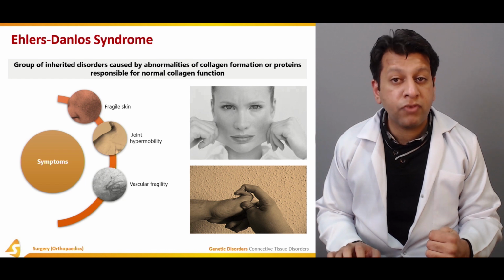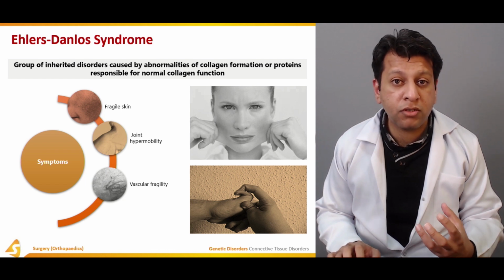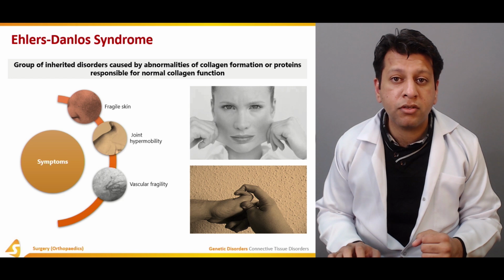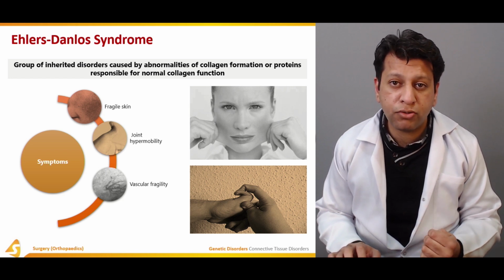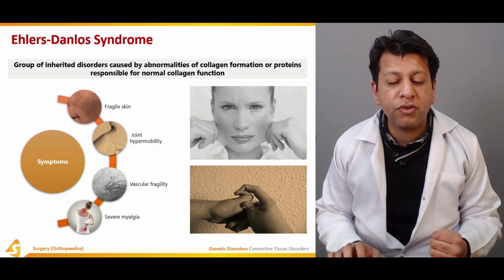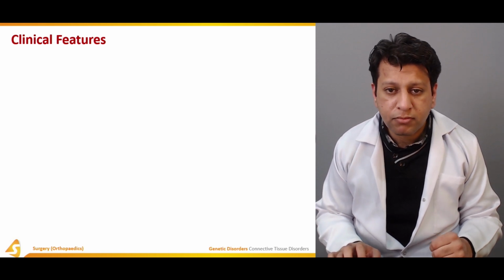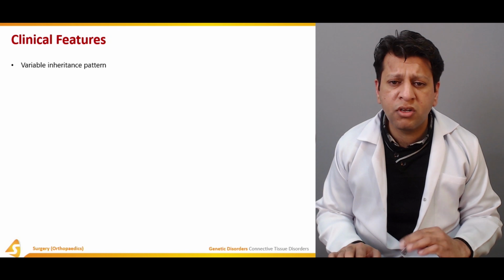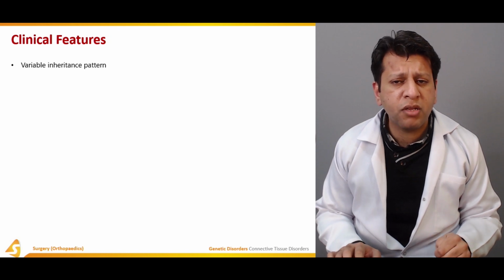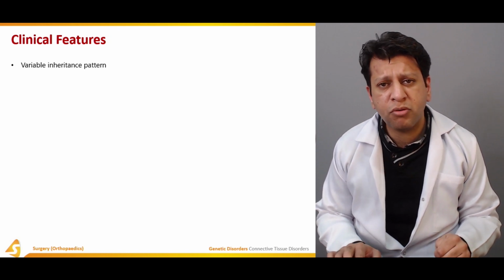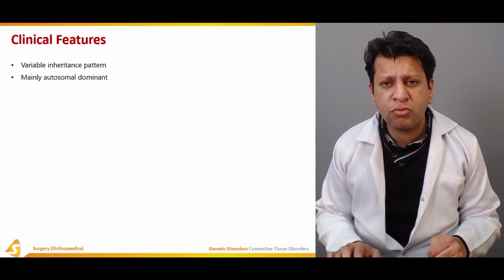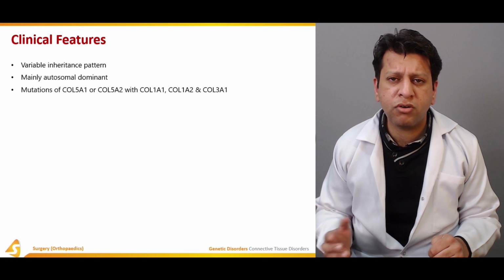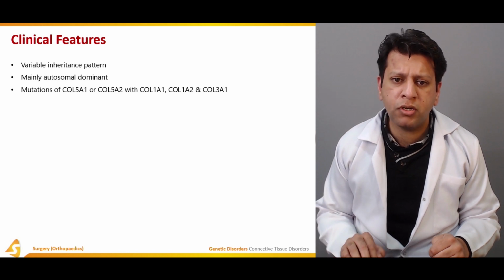There may be vascular fragility because the collagen, which forms part of the connective tissue of the vascular system, is also defective and associated with severe myalgias. Clinical features include variable inheritance patterns. Some are autosomal dominant, some are autosomal recessive. Mainly it's autosomal dominant, but the autosomal recessive forms do exist as well.